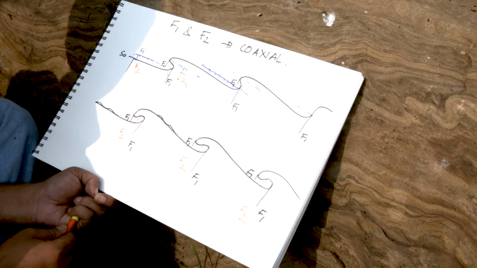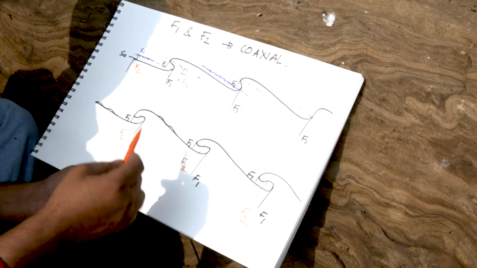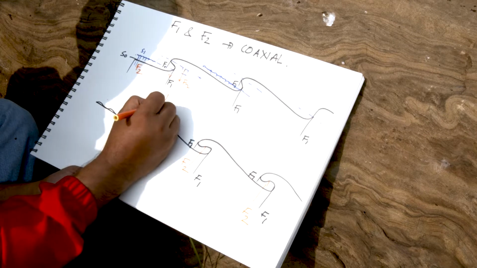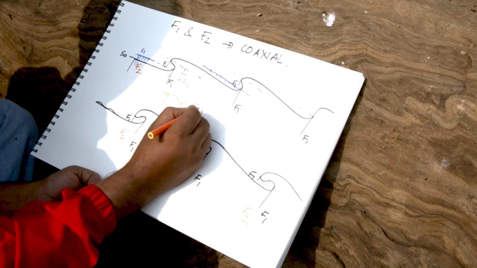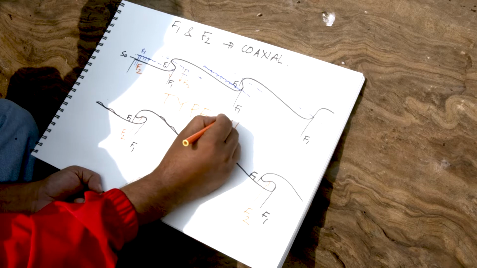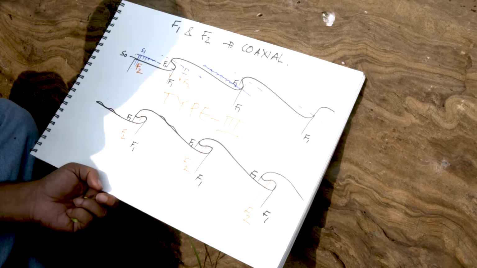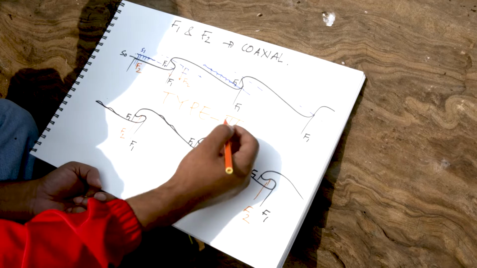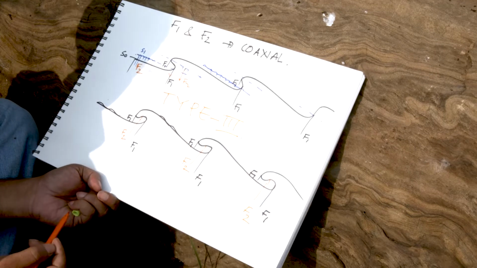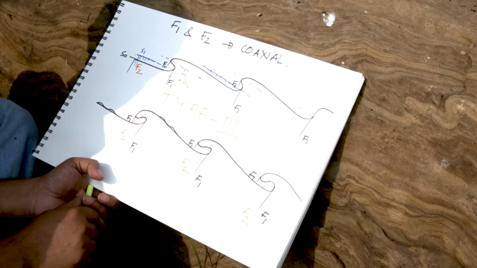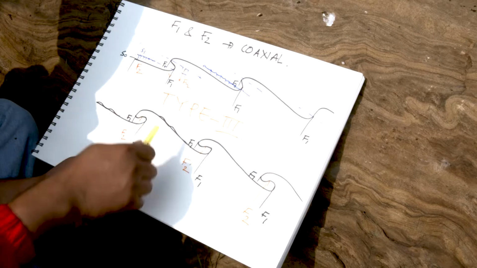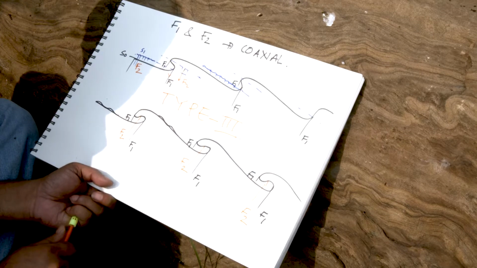So, therefore, this is a fold superposition of type 3. This we know from our theory lecture. I mean type 3 as classified by Professor Ramsay. And the typical outcrop pattern of type 3 is hook.